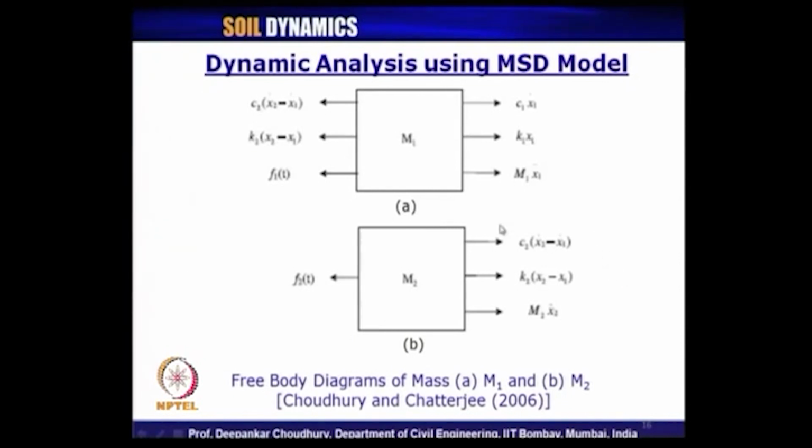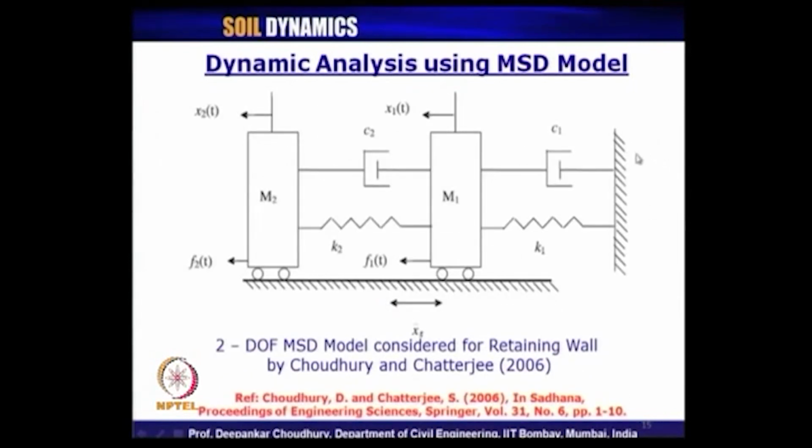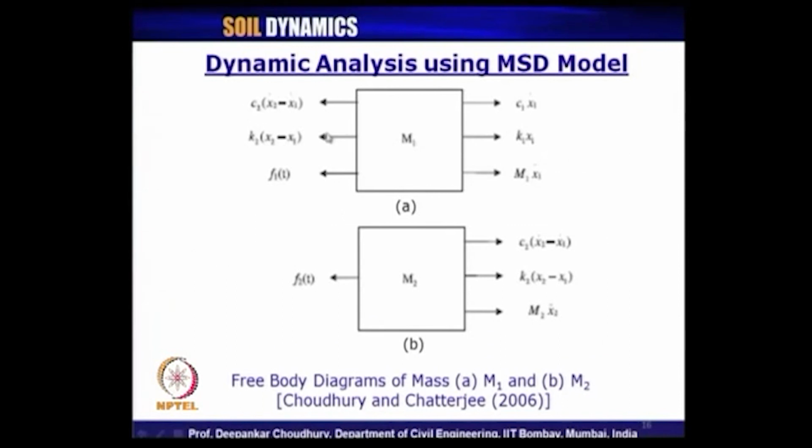Now, if we draw the free body diagram of each of these masses, that is M1 for soil and M2 for wall, we can easily see that this boundary has been considered as rigid, because at far field condition we can always consider it as a rigid boundary. These are the forces: externally applied dynamic load, inertia force, the damper force and spring force.